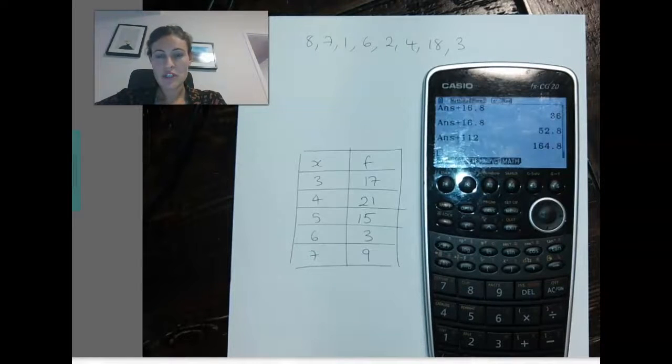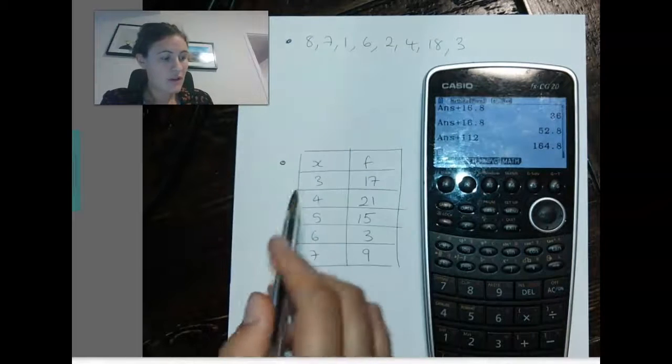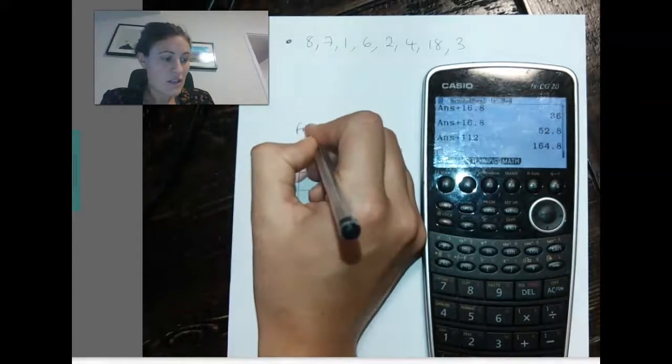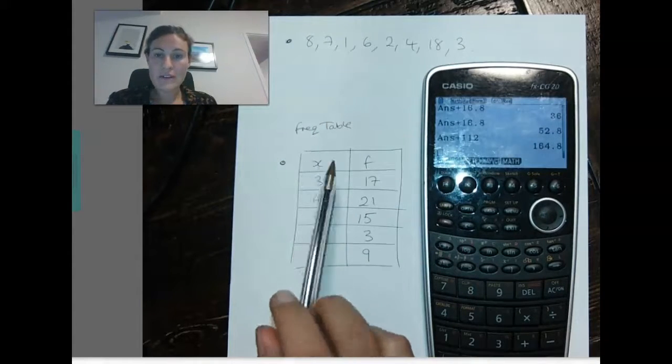Okay, a quick video to show you how to use your graphical calculator to find standard deviation and variance and a whole bunch of other things. I'm going to go through two examples. The first is just where I've got a list of raw data, and the second is where I've got a frequency table. Okay, just to note, both of these are one variable.